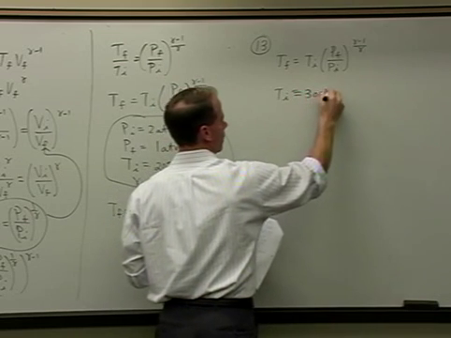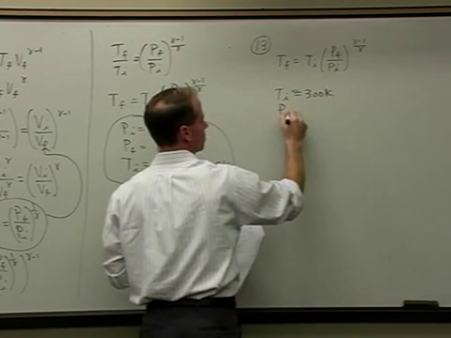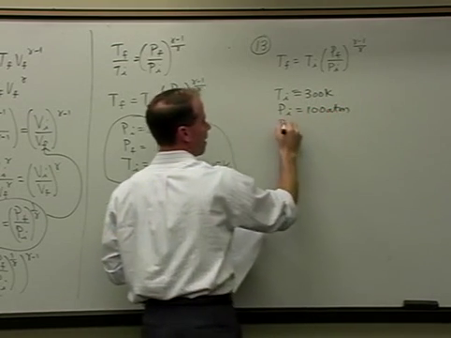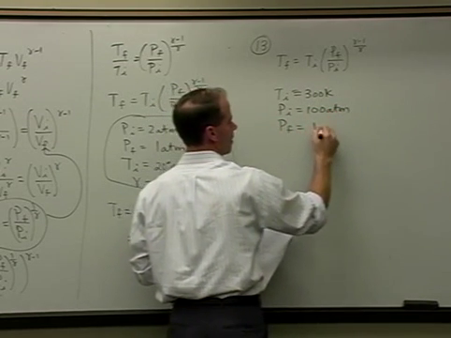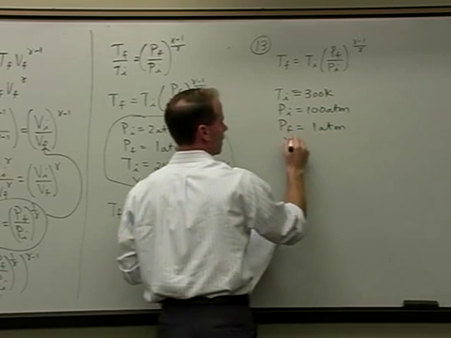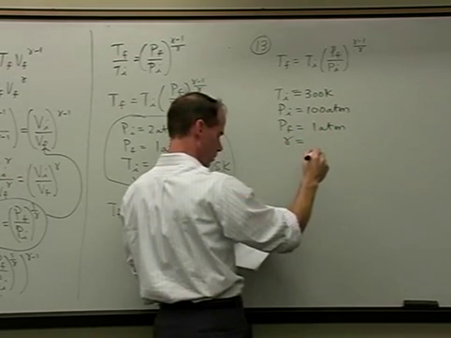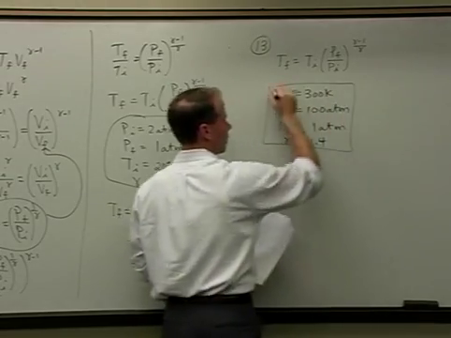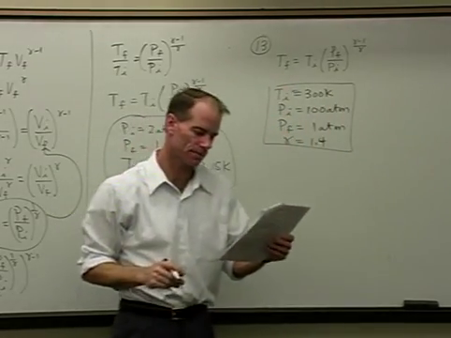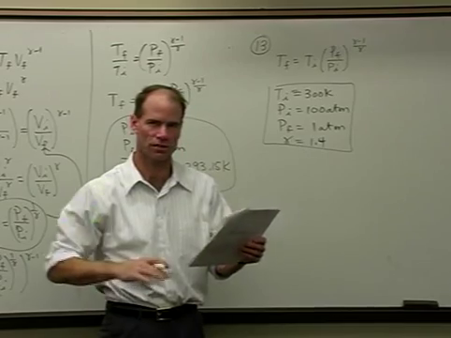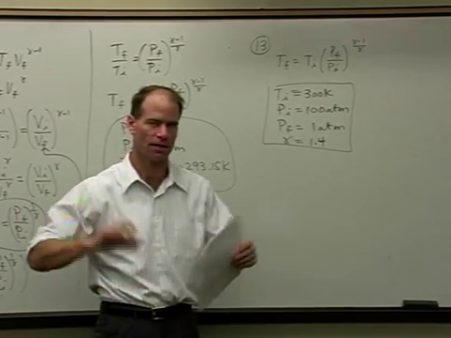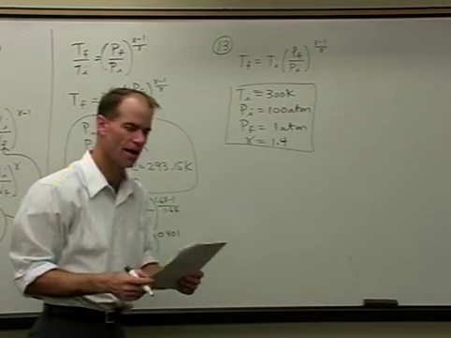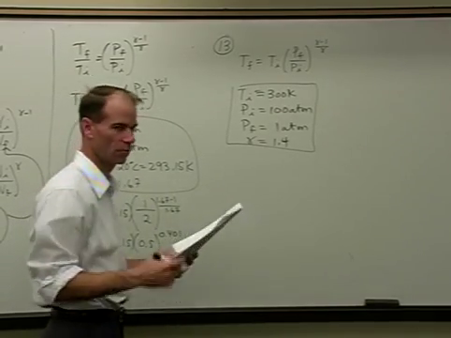In this particular case, we're told that T initial is 300 K. P initial is 100 atmospheres. P final is 1 atmosphere. And gamma was 1.4. So we're going to let it expand, and we're going to let the final pressure go to really small, and let this cool as a result. Let's see how much it will cool from room temperature.